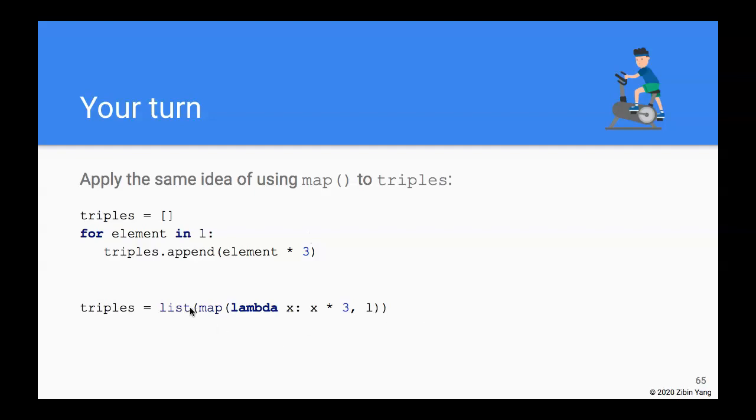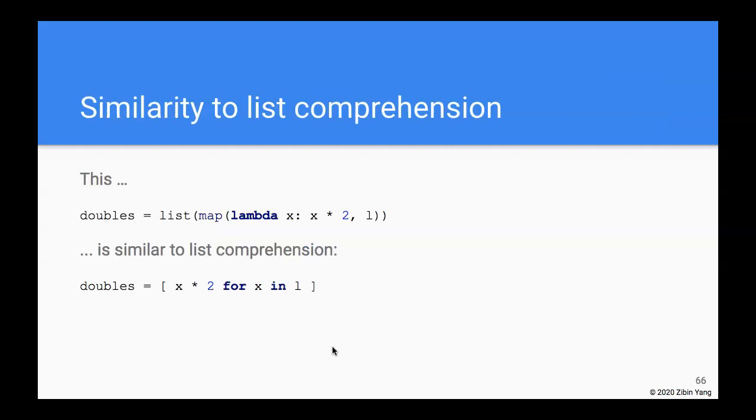And here is the code for it, very similar to what we did for the doubles. Now, map actually looks similar to something you already know, and that is list comprehension. In this case, we can also write doubles as a list comprehension of x multiplied by 2 for x in L, right? Now, list comprehension actually looks simpler than using maps and lambdas and all that. But using map does have an advantage over list comprehension. I'll get to it now.